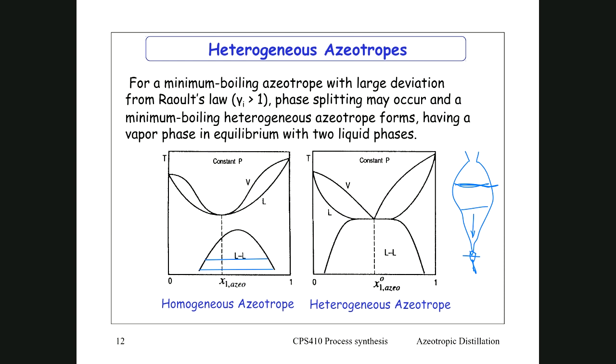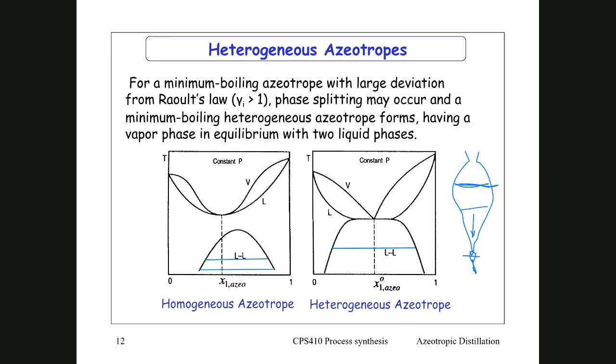Okay, so if you've got a feed that goes into this system and the temperature is low, you will have a composition of aqueous phase that looks like that, and you'll have a composition of organic phase that will look like that, and you can make your separation.